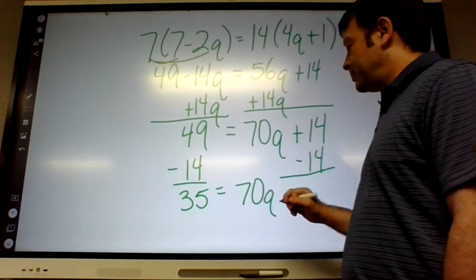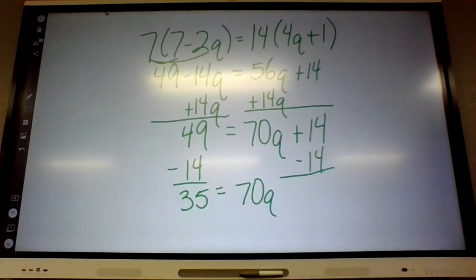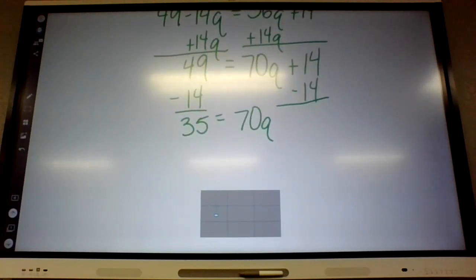Oh, this is one that people like to get wrong. Divide by 70. A lot of people would put 2 as the answer to this. You guys know why it's not 2? Because it's not 70 divided by 35.